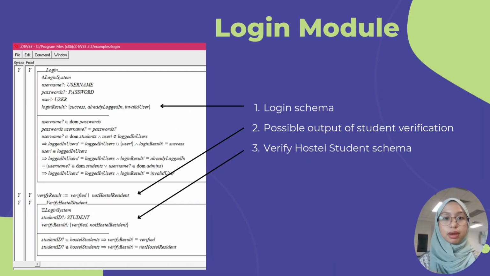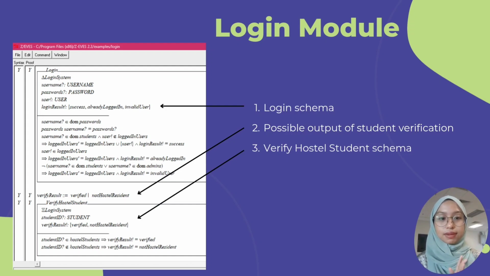The login operation schema, login, is the schema that manages the login process, where it checks if the user exists and matches the password. If everything is correct, the system will return success and add the user to the login list. If the user is already logged in, it will return already logged in. And if the user is not found or has an invalid password or username, then it will return invalid user.